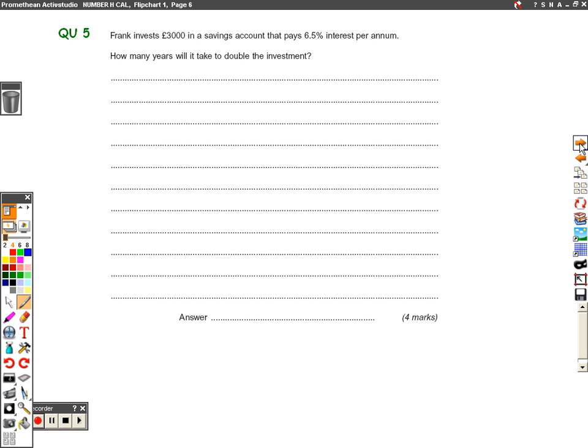Okay, question 5. Frank invests £3,000 in the savings account at 6.5% per annum. How many years will it take to double? Now, this is a calculator question. Your original investment is your 100%, plus 6.5%. We're going to use the multiplier because it's the easiest way to do this. 6.5% would be 0.065, so when you add the two together, you get 1.065.